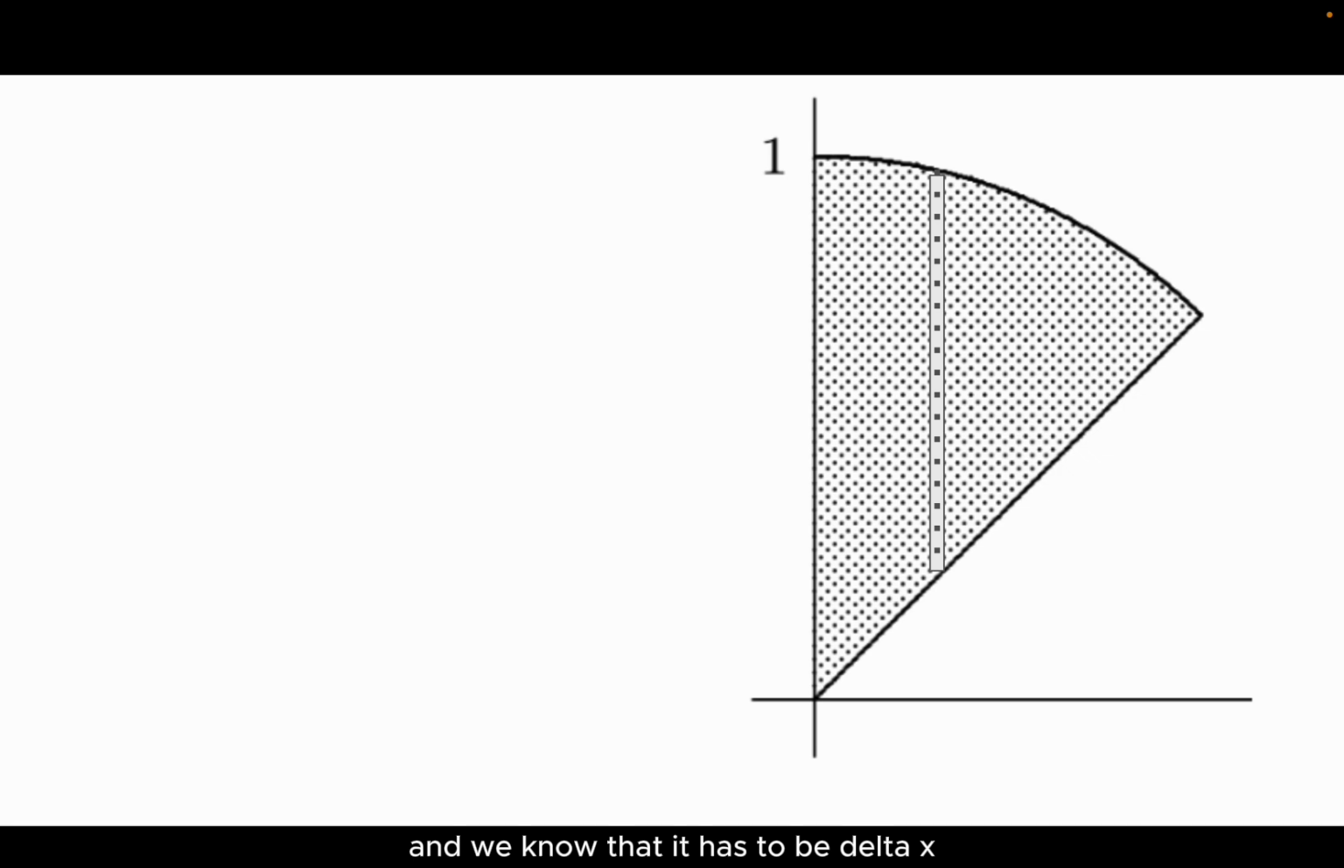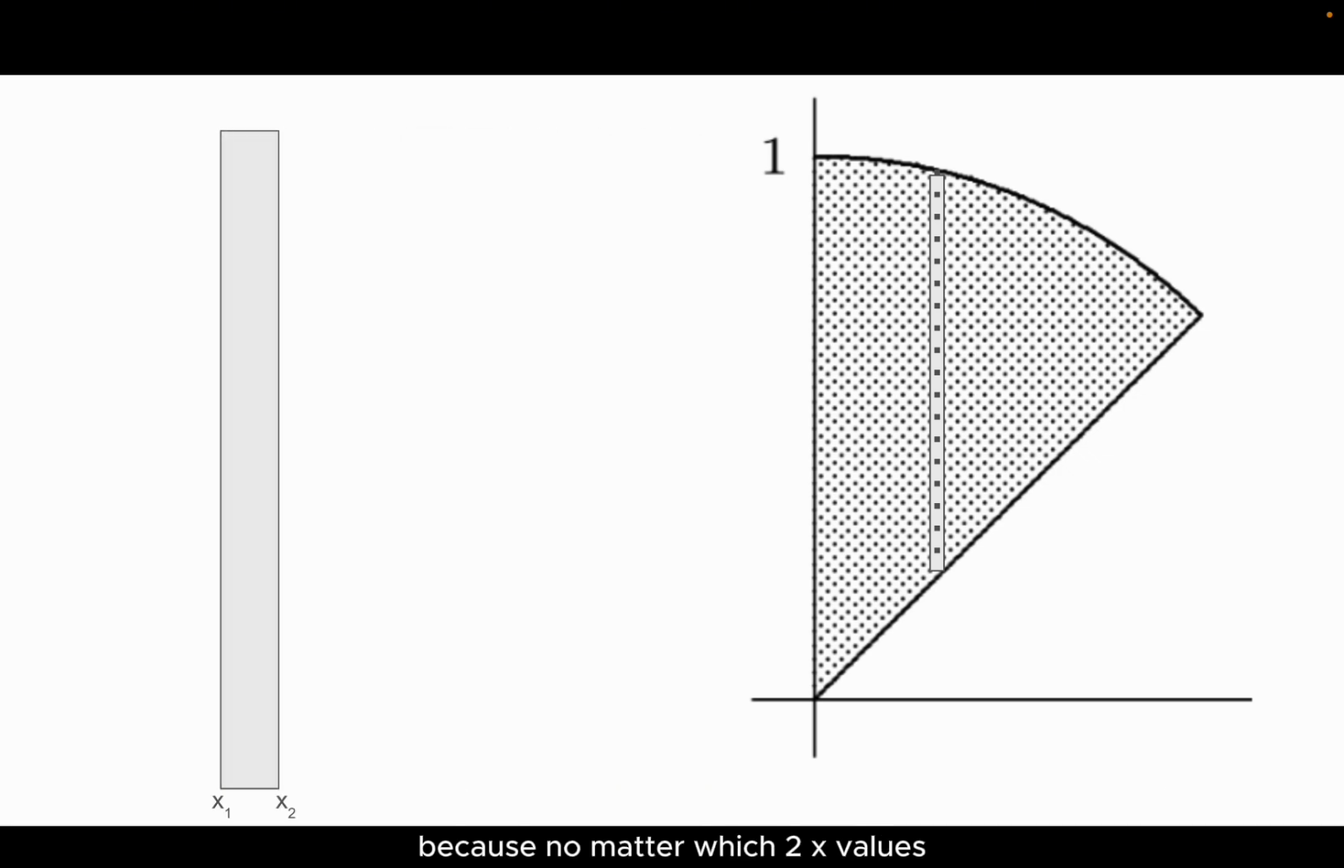And we know that it has to be delta x because no matter which two x values we are choosing for the strip between, and no matter how close these two x values are to each other, the width will always be the difference between them, so delta x. And as for the height, it would simply be the difference in the two y values. The first y value, which is the greater one, minus the second y value, which is the smaller one, of the line y equals x.